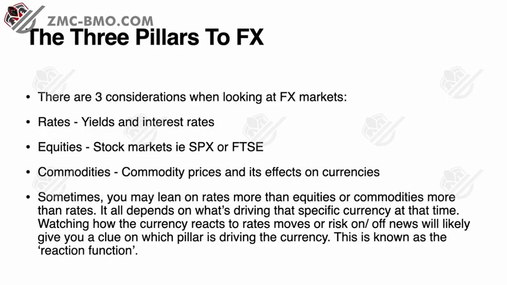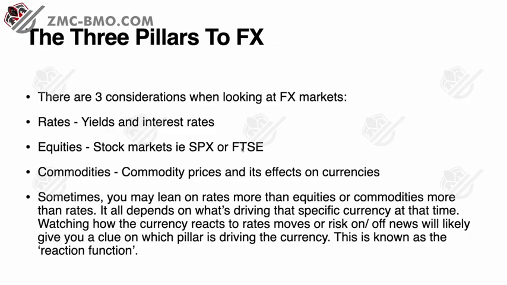So like we said here, there's the stock market, so S&P and the FTSE. Again, it doesn't really matter which one you look at. If you want the holistic view, the markets will tend to look more at the S&P. But if you want to look at it specific to the currency or the country, of course, the FTSE is UK or the DAX, for example, is German, so you'd look at that for the euro. So you can choose whichever, depending on what currency you're looking at. And then sometimes you may lean on rates more than equities or commodities more than rates. It all depends on what's driving that specific currency at that time.